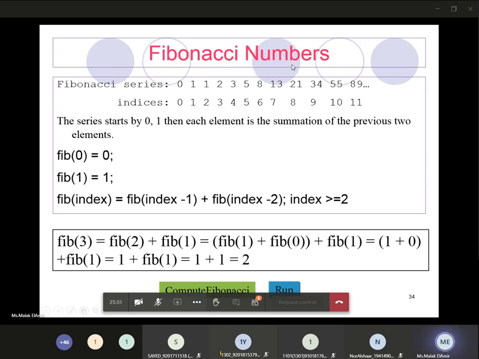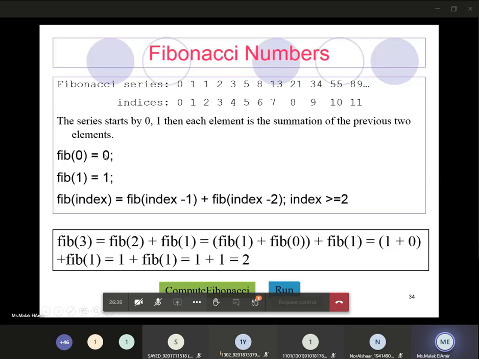Okay. Do you know what we mean by Fibonacci? This is the Fibonacci series. If I have 0, so nothing. If I have 1, it will be 1. If I have 2, it will be 1 and 1. If I have 3, it will be 2 and 1. If I have 4, it will be 3 and 2. So the series starts with 0 and 1, then each element is the summation of the previous 2 elements.